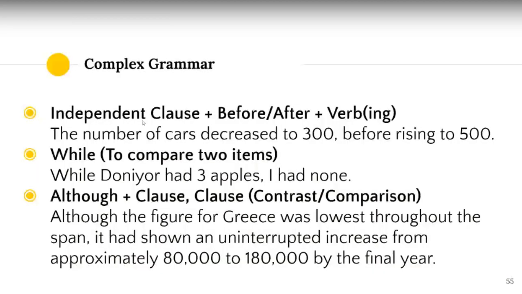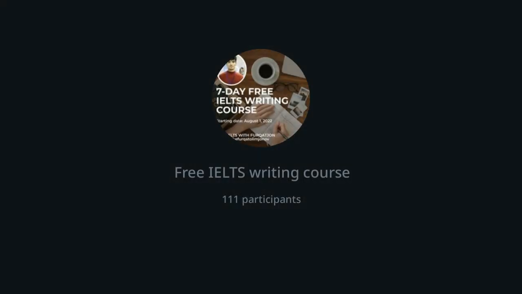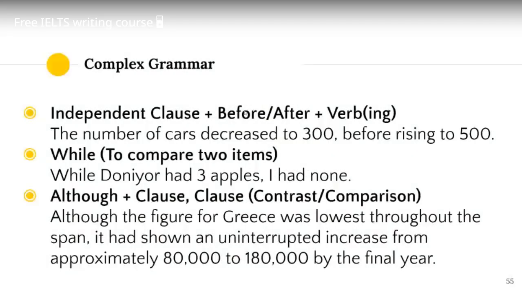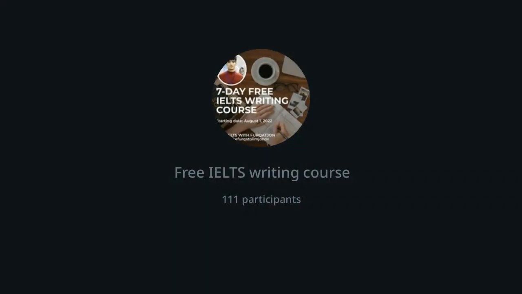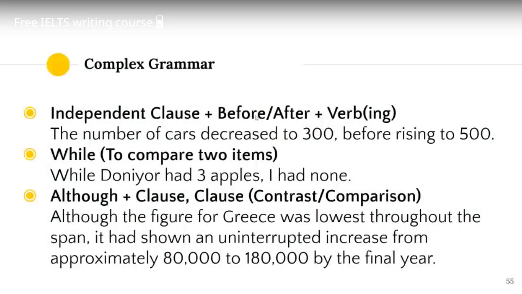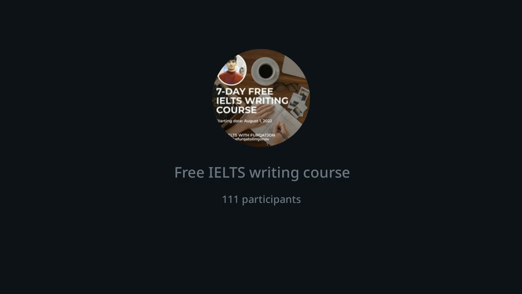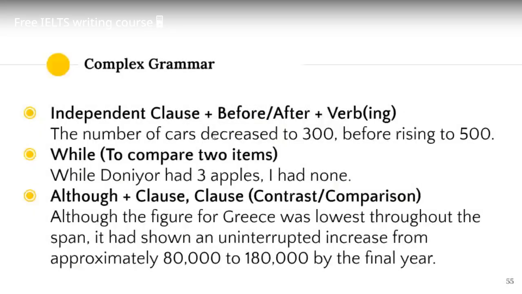The first one is you can just include before and after. First you have to include an independent clause, then before, after, plus verb ing. For example, the number of cars decreased to 300 before rising to 500. You can also use before at the beginning of the sentence instead of at the end. You can also use while, although to compare or to contrast. For example, while Daniel had 3 apples, I had none. This is just an example.